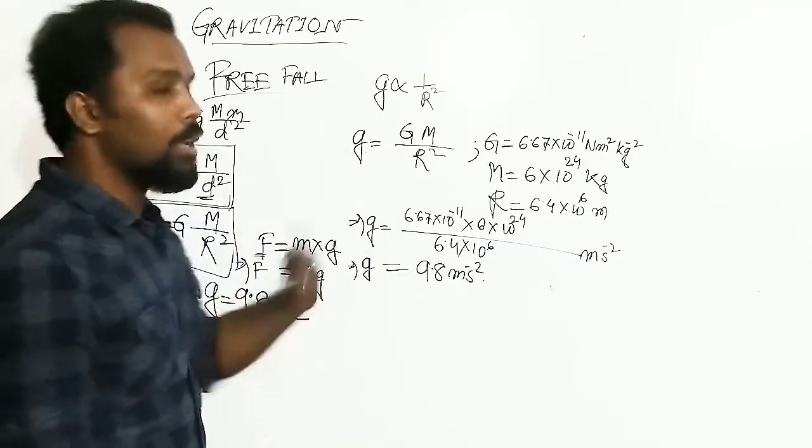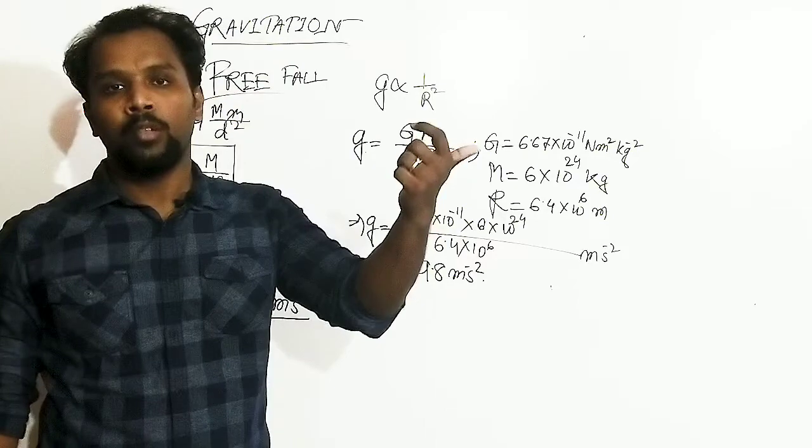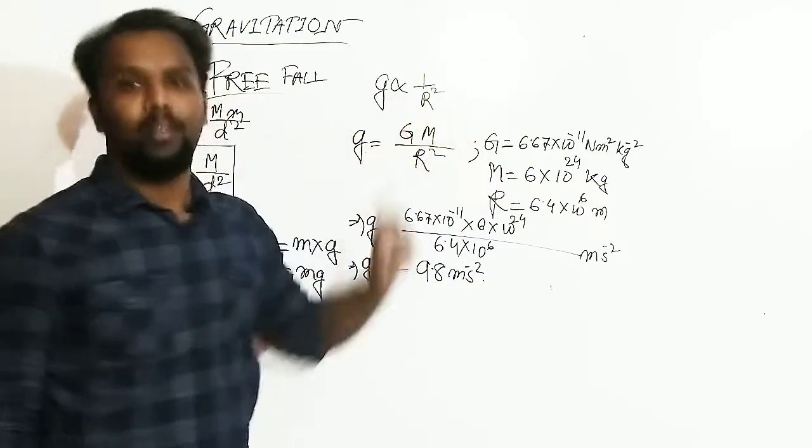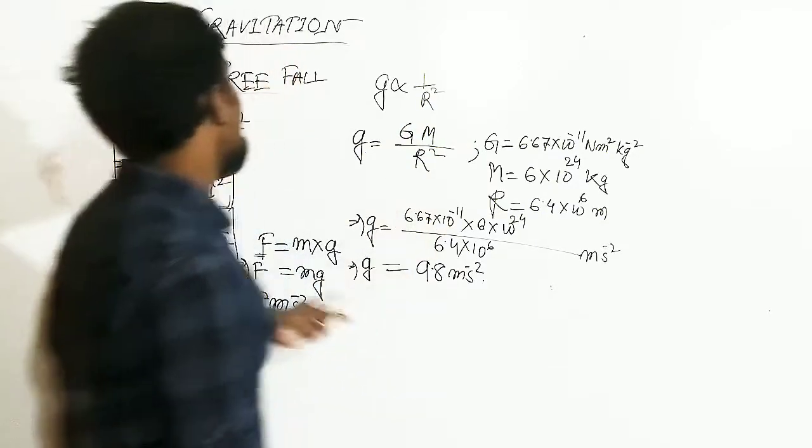That's what I told you: whenever you move away from the ground to a very high extent, this is going to vary depending on the what? Radius. Okay, this is the concept of free falling.